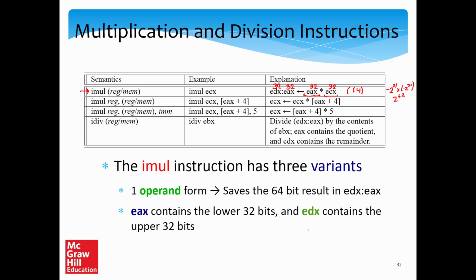Alright, so what are we doing? We are multiplying, in this example, EAX with ECX. Assume EAX contains the value 17 and ECX contains the value 1000. We'll represent the product as a 64-bit number. 64 bits is 8 bytes, so there is an upper 4 bytes and a lower 4 bytes, right? Most significant 4 bytes and least significant 4 bytes. The upper 4 bytes get saved in EDX and the lower 4 bytes get saved in EAX.